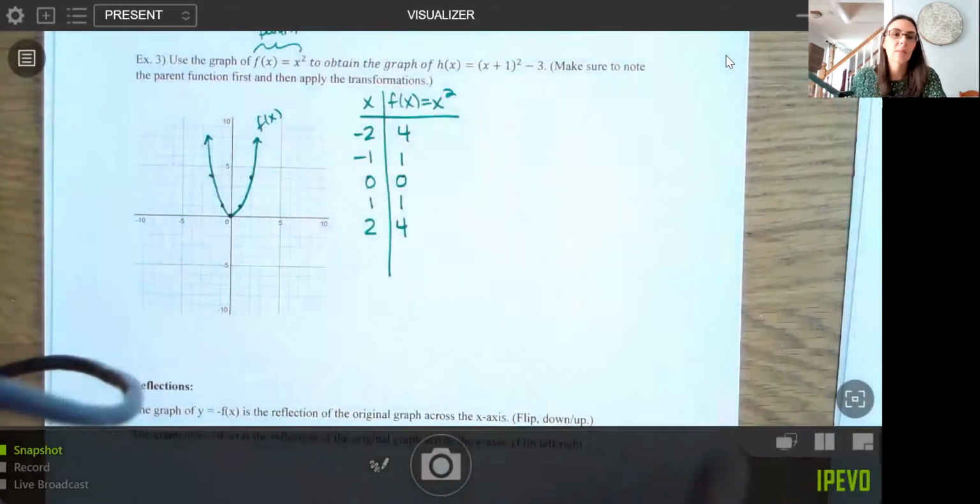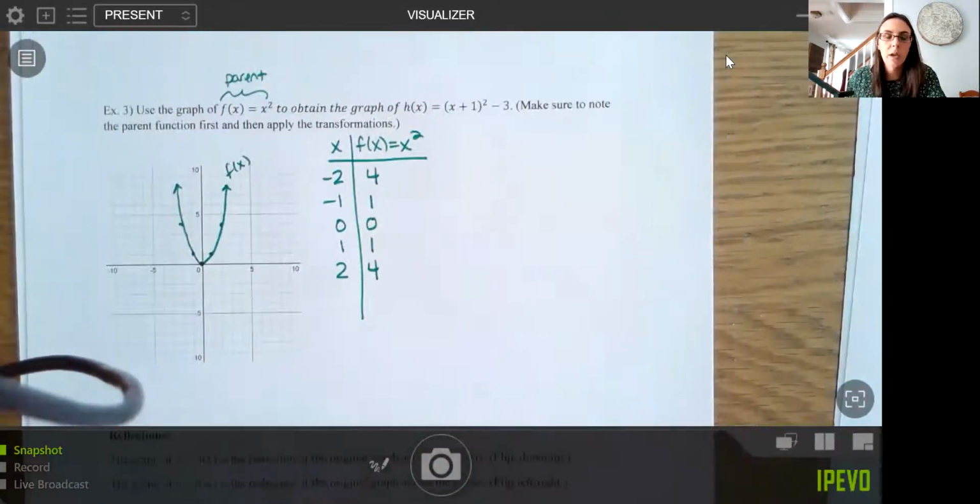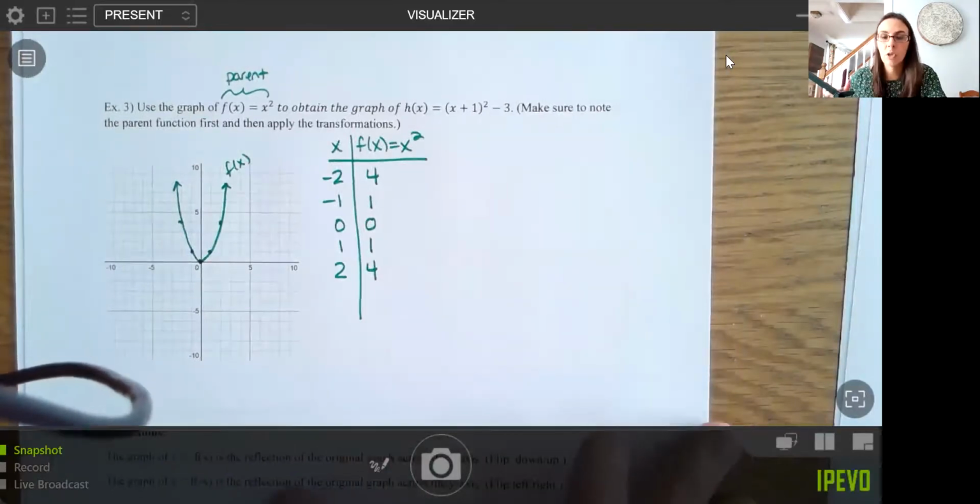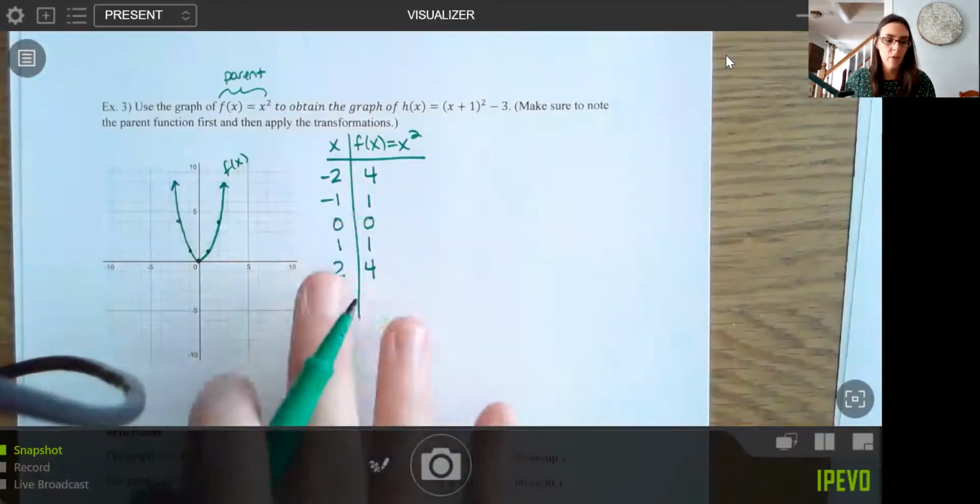So my initial graph looks something like this. Again, I'm just doing a quick plot here. I know the general shape. I know it's going to be a U shape, but I just want to find a couple more specific points so I can work with them.